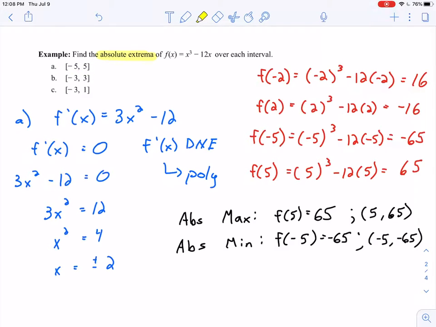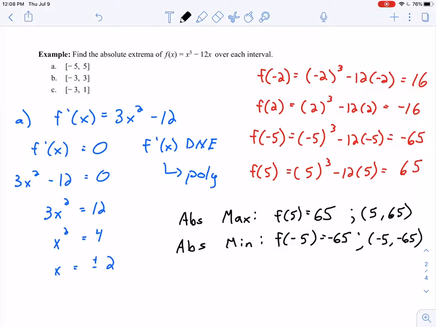Now, if I change the endpoints of my interval, so now if I restrict my interval a little bit, now I'm looking at, say, negative 3 to positive 3, my absolute extrema might not be the same. And actually, we said the absolute extrema occurred for the previous interval at negative 5 and positive 5. We know that's not going to be the case here, negative 3 to positive 3, because negative 5 and positive 5 are not in that interval. They're not between negative 3 and positive 3.